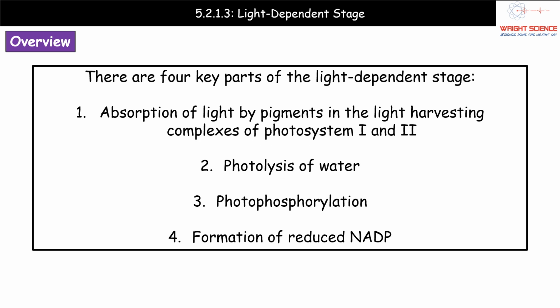What we're going to do then is have a look at the four parts to this process. The first part, absorption of light by those pigments in those light harvesting complexes of photosystem 1 and photosystem 2. Part 2, photolysis of water, depending on who's saying the word. Then we've got photophosphorylation, and finally the formation of reduced NADP. So that's our overview of the four parts. What we're going to do is then delve into those in a bit more detail so we understand exactly what happens at each stage.